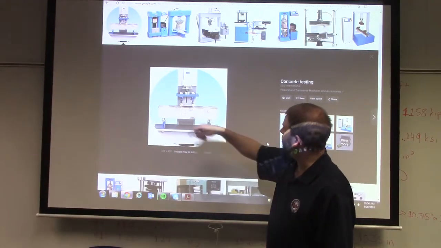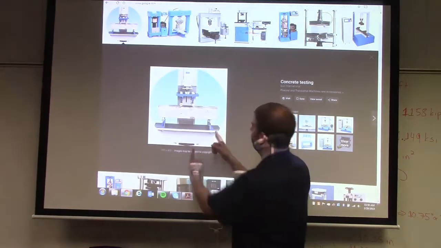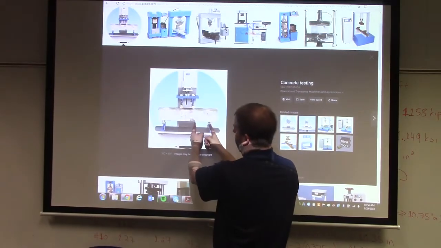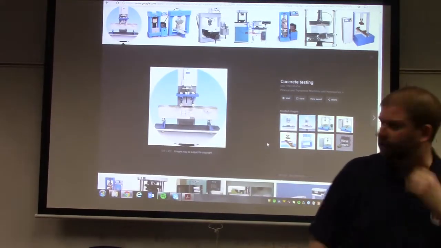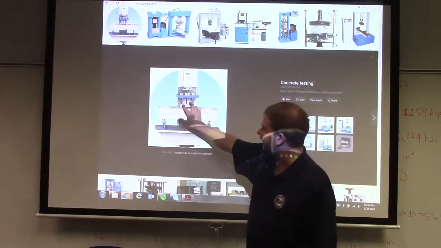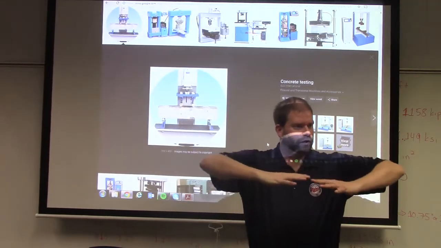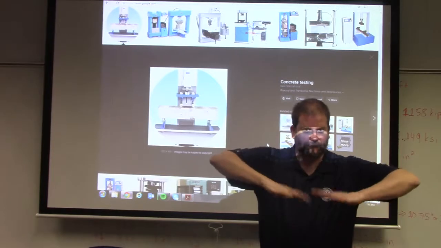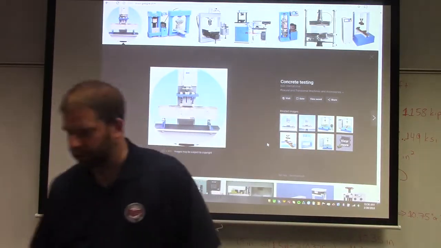This looks funky because these should be 6 inches apart. They're doing something weird with this test. As well as these should be 6 inches apart, and these should be 6 inches apart. And so the idea is that the distance between these reactions are the same as the distance between those reactions to create true flexural testing of the system. Okay? So that's what the setup will look like.